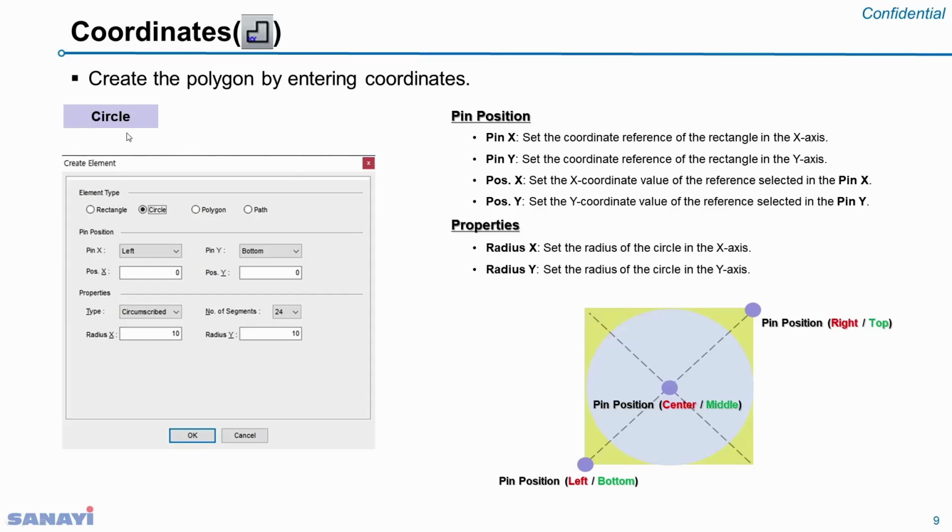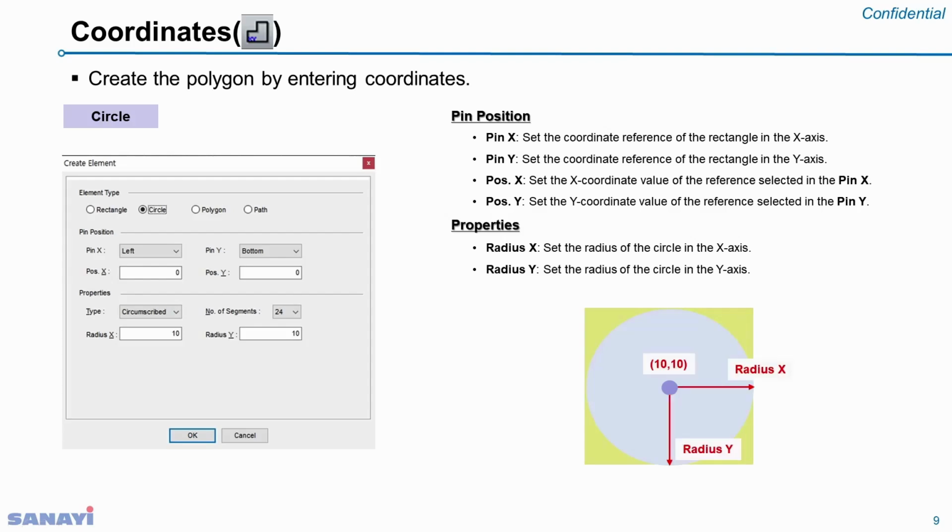Next one is a circle. Similar concept to rectangle. As shown in the figure, it is very similar compared to rectangle. So if I set pin X and pin Y to center and middle and input 10 to pos X and pos Y respectively, it means that the center of the circle becomes 10, 10. And radius X and radius Y are the radius along the X and Y axis.